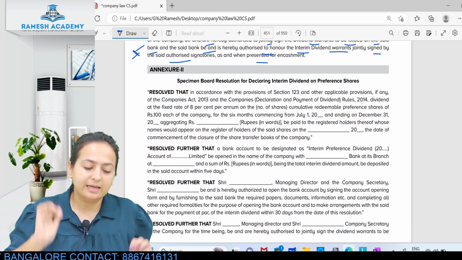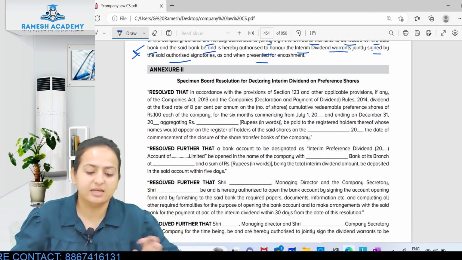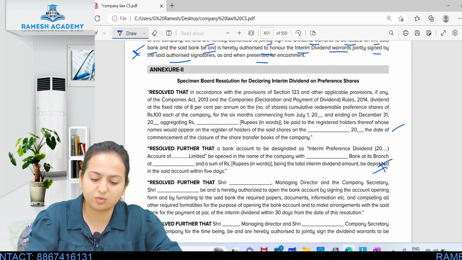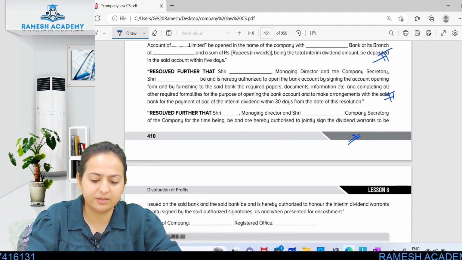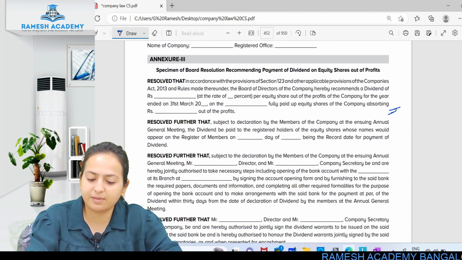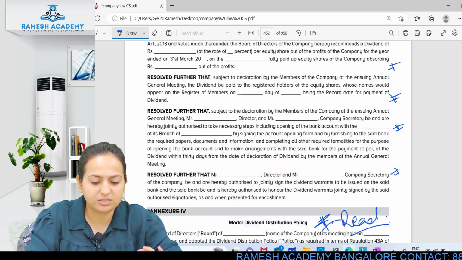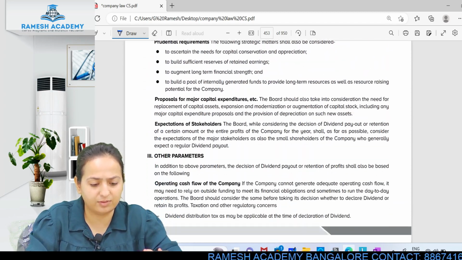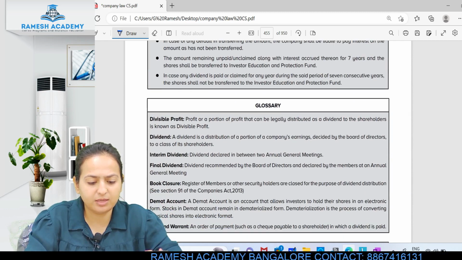Next is the specimen board resolution for declaring the interim dividend on preference shares. Same, you will write preference shares, total amount, board of directors, and for example they are jointly to sign the dividend. Equity shares, same as that, you will write down the bank account details and the CS. So all the resolutions are interlinked only. Just give a reading and tell me if you have any doubts. So this is about the lesson wound up.